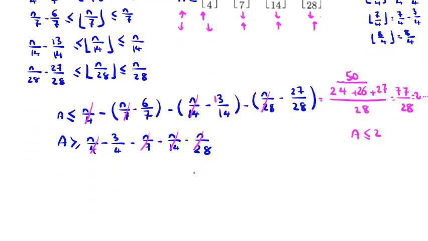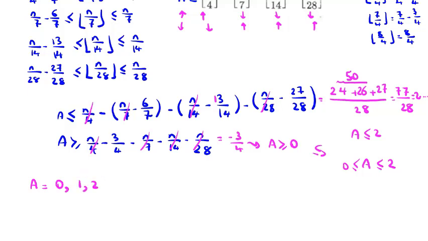Now, let's find the minimum. We've canceled all of them, and it will be negative 3 over 4. And because A is greater than negative 3 over 4, and A is an integer, A is greater than or equal to 0, because if A is negative 1, it doesn't satisfy. Negative 1 is less than this. So by these two things, we understood that A can only be between 0 and 2. So A is an integer, A can only be 0, 1, and 2.